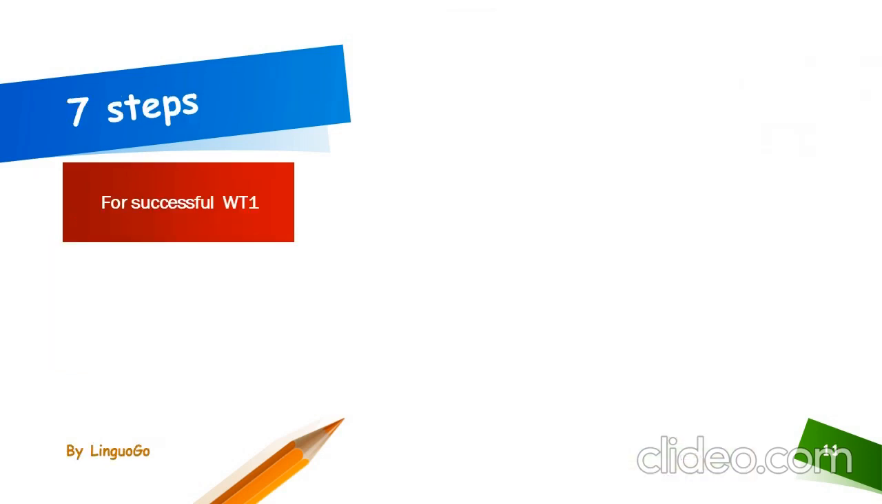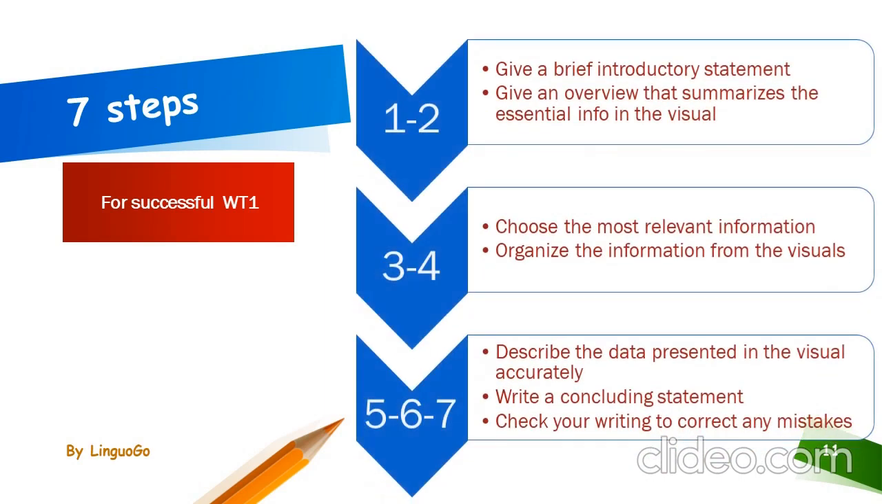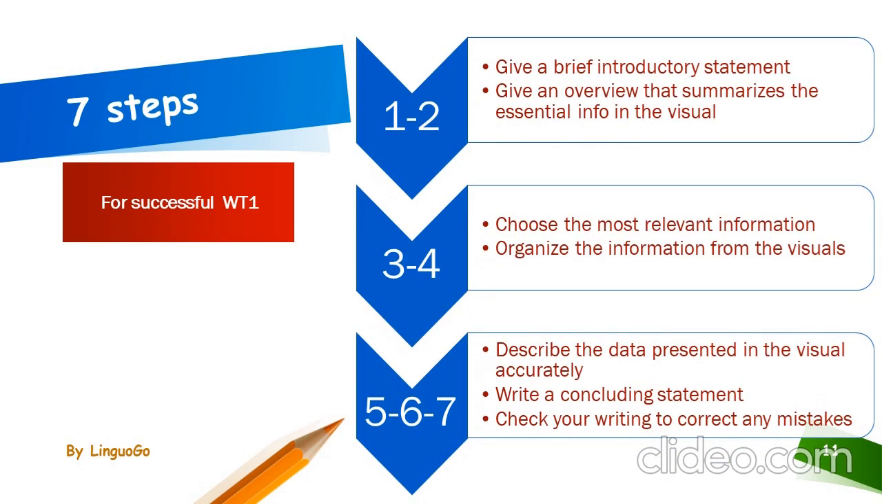Okay, so here we have 7 steps for successful writing task 1. The first step, you need to give a brief introductory statement. So if you avoid introduction sentence, you lose marks. Number 2, give an overview that summarizes the essential information in the visual. Which means you don't have to write all the numbers shown in the diagram. You have to say the important ones, the essential ones, and compare them logically.